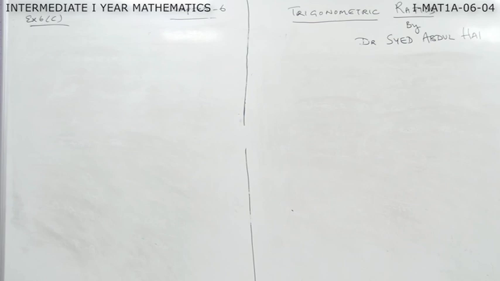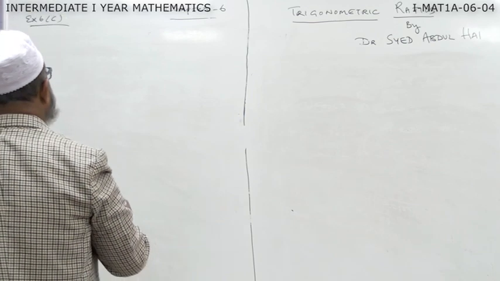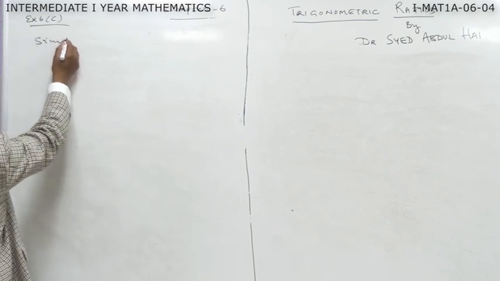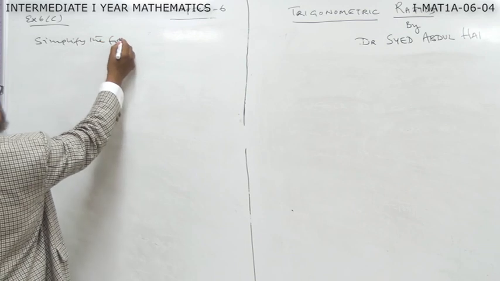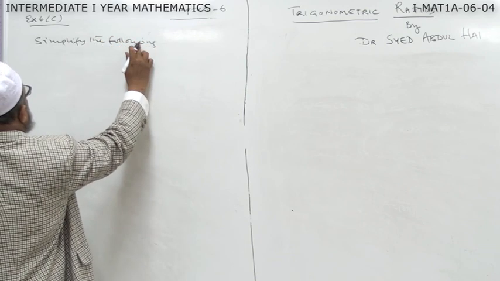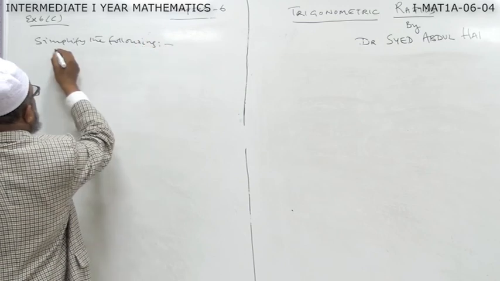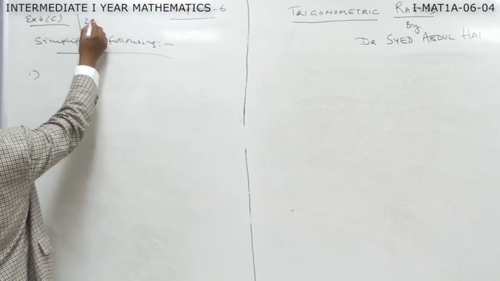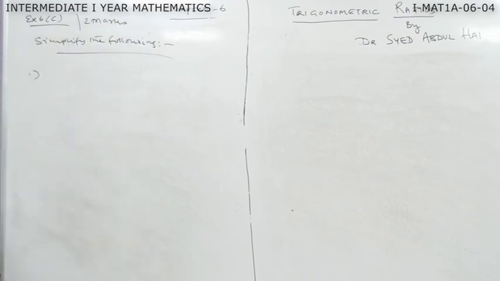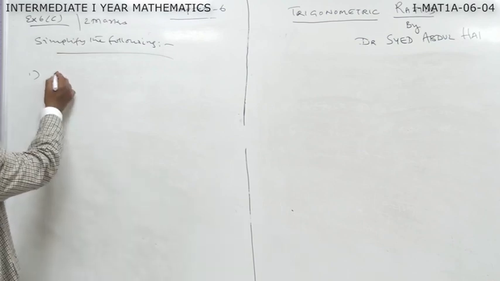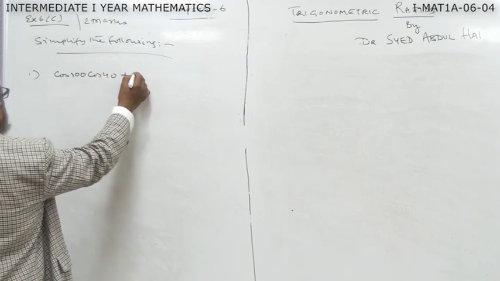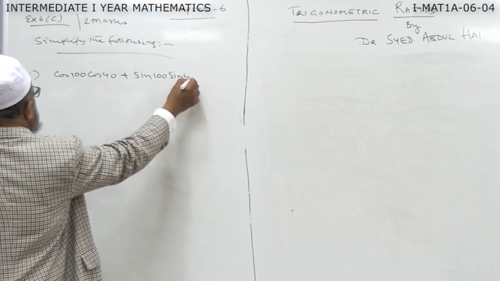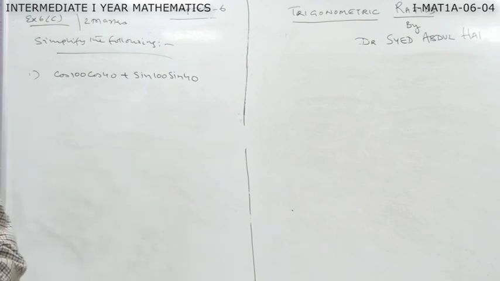Simplify the following. First one, these are 2 mark questions. Cos 100 cos 40 plus sin 100 sin 40.